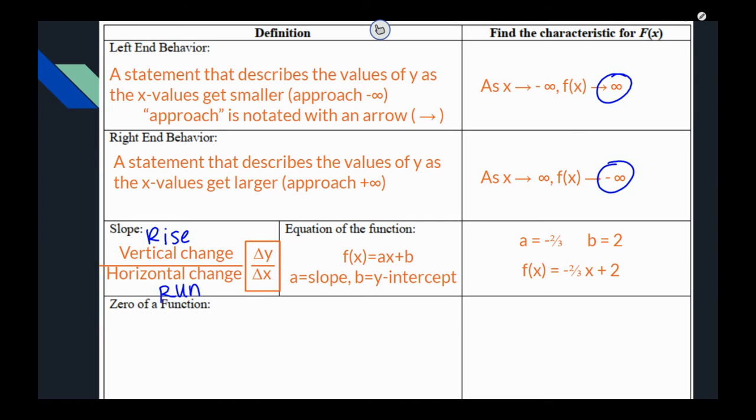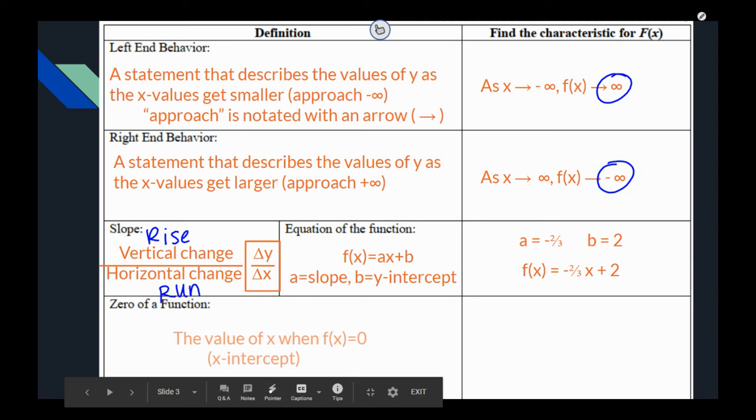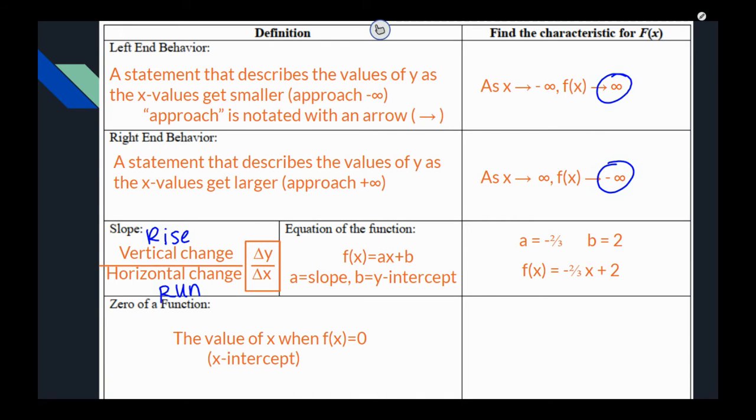Okay, and then have you talked about zeros of a function before? Okay, a zero of a function is the value of x when y or f of x is 0. It's your x-intercept. For some reason, there are like 4 or 5 different names for x-intercepts. I don't know why. I like to call them all kinds of different things, but all a zero is, is an x-intercept.